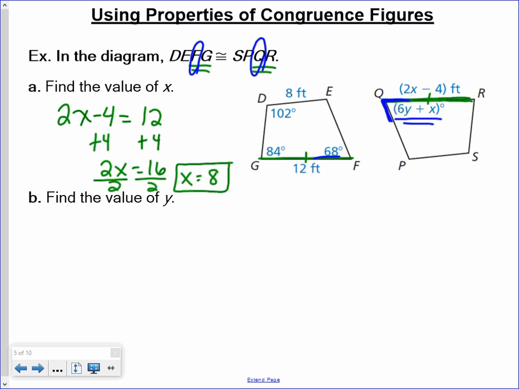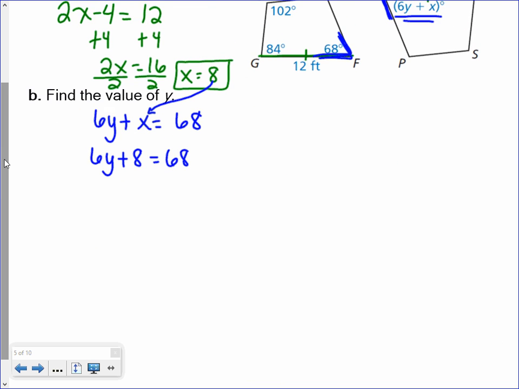F is 68 degrees, so I'm going to take that 6y plus x and set it equal to 68. Now again, I have an equation with two variables in it, so I can't get very far. But I know what x is, right? Step 1 told me x was 8. So I'm going to plug it in for x. Now it looks like 6y plus 8 equals 68. Minus 8 over, I get 6y equals 60. Divide by 6, and I get y equals 10.